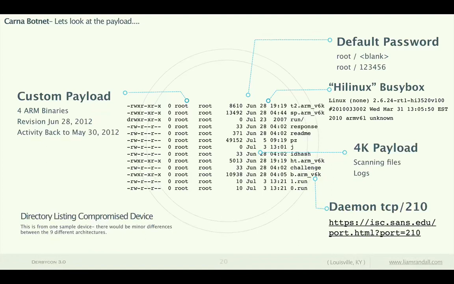If you check just isc.sans.edu, the Internet Storm Center, you can see some evidence of this activity running around the internet. And again, these were a custom payload. Based on the research that Ashish had performed, this sample was taken on June 28th, 2012, and looking back into his network, he saw activity back through May 30th of 2012.